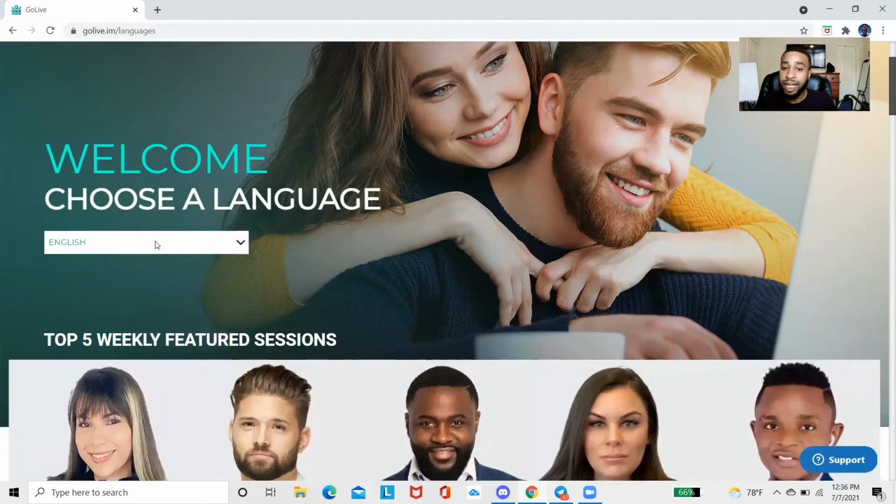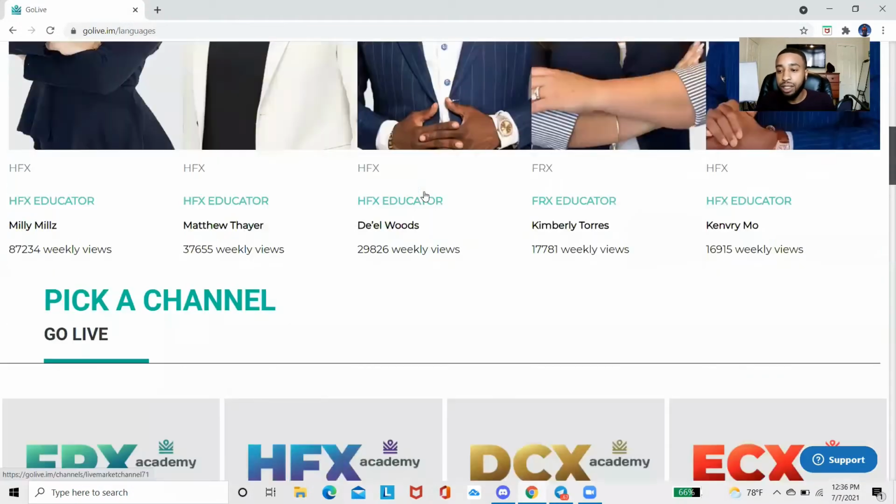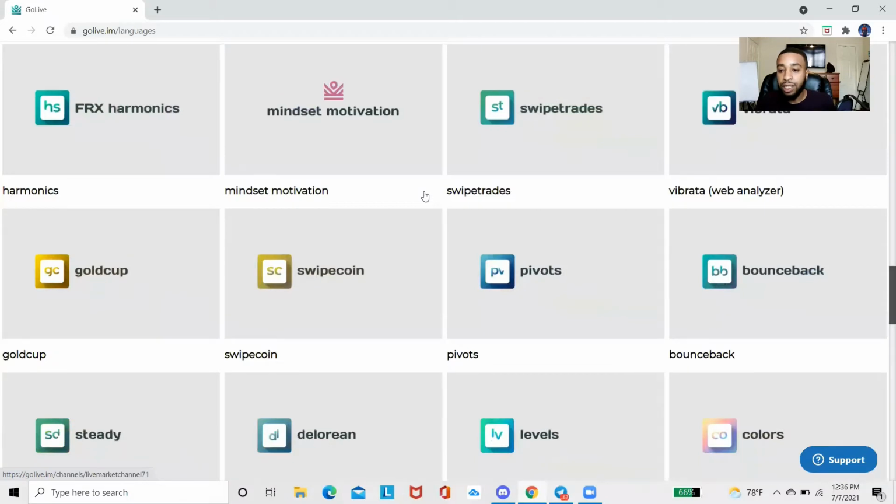On top of that, as you guys know, we have multiple languages internationally, 400,000 students collectively as of right now. What I want you to do is keep scrolling until you find the channel labeled pivots right here. So I'm going to click on the channel labeled pivots.